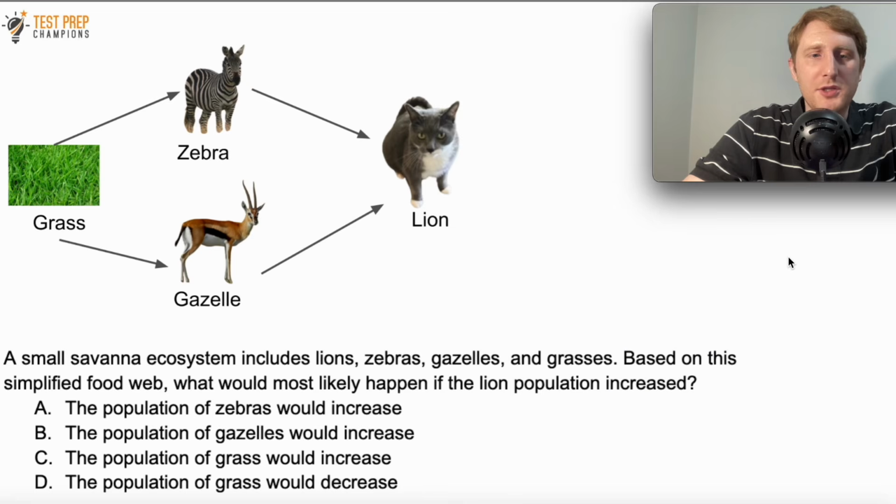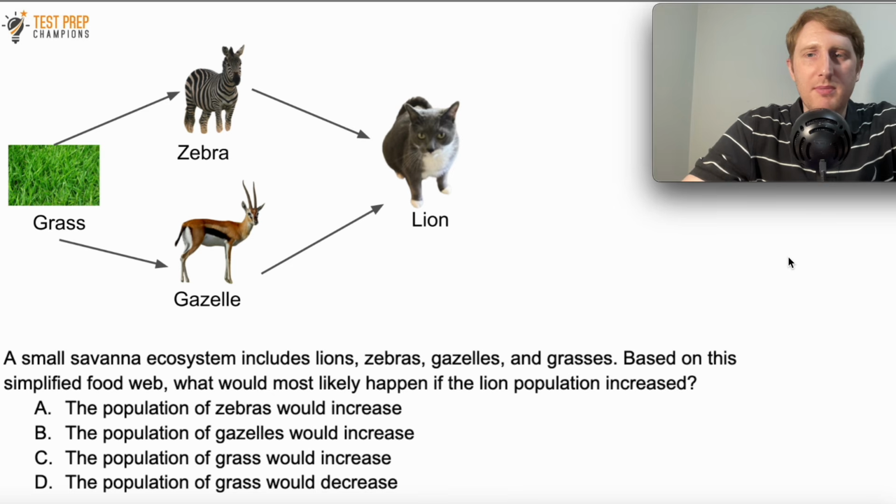I really hope that this video helps you move ahead with your GED studying, and we're going to get started right now. A small savanna ecosystem includes lions, zebras, gazelles, and grasses. Based on this simplified food web, what would most likely happen if the lion population increased? Is the answer A, B, C, or D? So now's your chance, if you'd like to pause the video, take all the time you need to figure this out, and whenever you're ready, unpause the video and we'll talk about it.